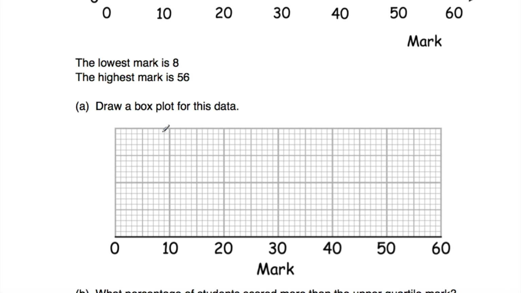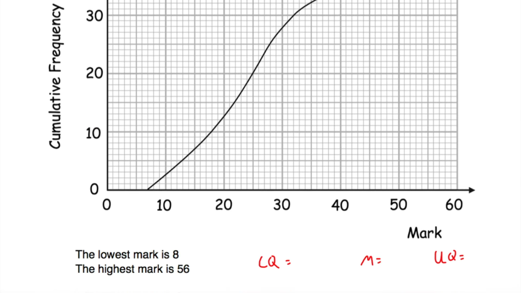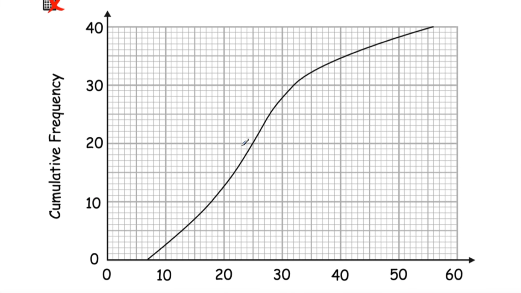Okay, so whenever we want to draw a box plot, we want to find the lowest and highest, which we've been given, but also the lower quartile, the median, and the upper quartile. And once we find those three things, along with the two things we've been given, we'll be able to draw the box plot. So let's find these. So here's the cumulative frequency diagram. So we want to find the median, the lower quartile, and the upper quartile.